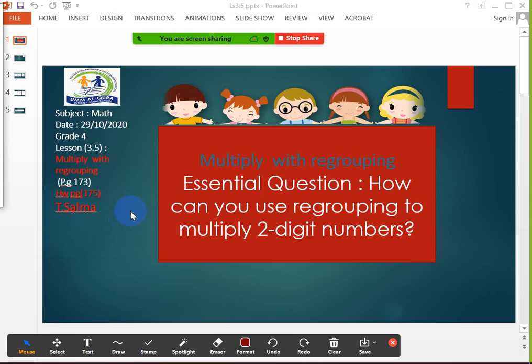Today, girls, we will start with a new lesson, the same idea, multiply two-digit numbers, but today we will use regrouping. So please bring your books and open your books on page 173.